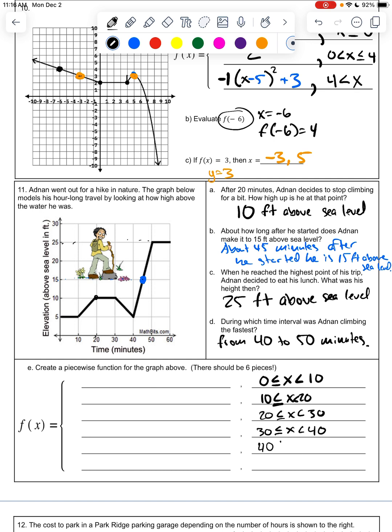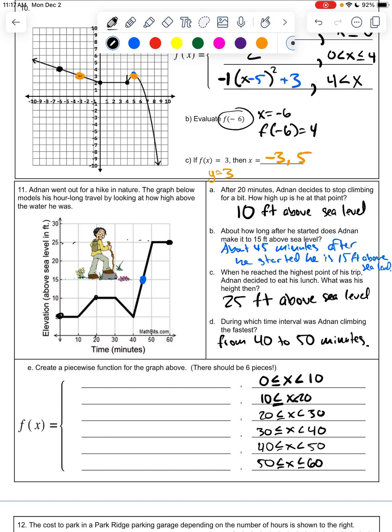The next one's from 40 to 50 minutes. So there's my interval for that. And then the last one is 50 is less than or equal to x, which is less than or equal to 60. So 60 has to be equal. It's part of the domain here. If we don't see a circle, we're going to assume it's closed at both ends.